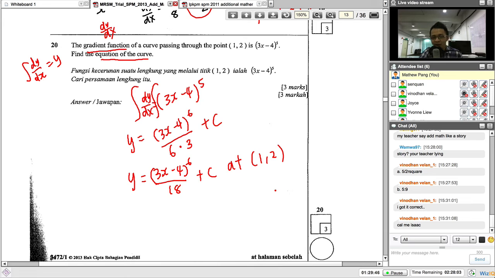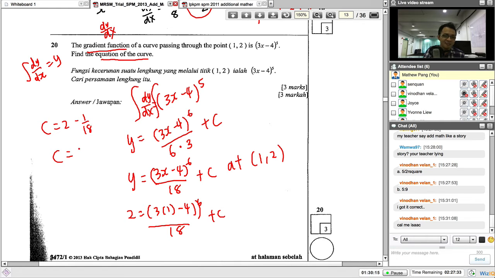At this point, this is the purpose it gives you the point, because you want to find the equation. Use this point to find the c. So 2 equals (1 - 4)^6 over 18 plus c. So basically you will get -1, and (-1)^6 is just 1 over 18. So c equals 2 minus 1 over 18. c is just... oh no, this is 35 over 18. Did I do something wrong? No, right? It shouldn't be, but the c just looks weird.